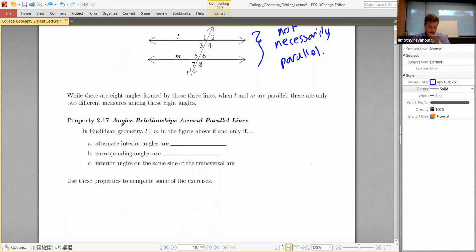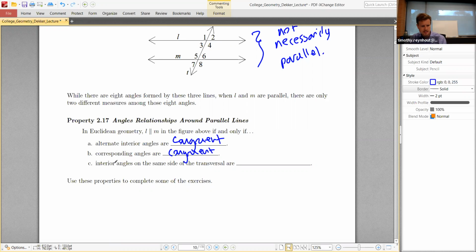Okay, excellent. So angles, relationships around parallel lines. Oh, I guess this is the conversation now. I'm sorry about that. I knew we were talking about it, I just forgot when. All right, so in Euclidean geometry, if the two lines L and M are parallel, as in the figure above, then alternate interior angles, so 4 and 5, for example, are congruent. And corresponding angles, such as 2 and 6, are also congruent.